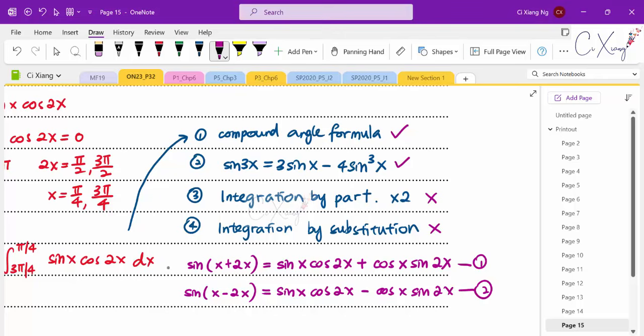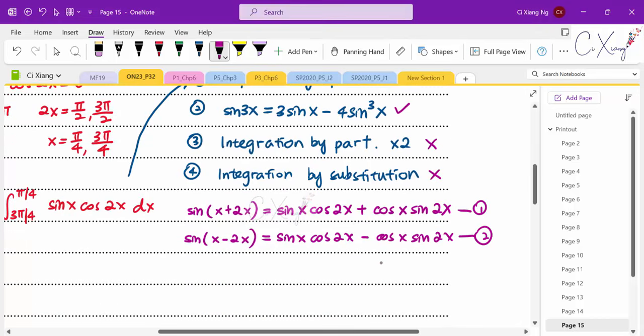Okay, so why do I need to consider both of these compound angle formulas? It is because in my integration, I have sine x cos 2x, and in my compound angle formula, I'm having cos x sine 2x. Therefore, I have to consider both sets so that I can get rid of this cos x sine 2x when I try to combine these two formulas together. Okay, so I want to keep only sine x cos 2x. I want to get rid of this one. Therefore, I will consider both equations here so that I can cancel off the term that I don't want.